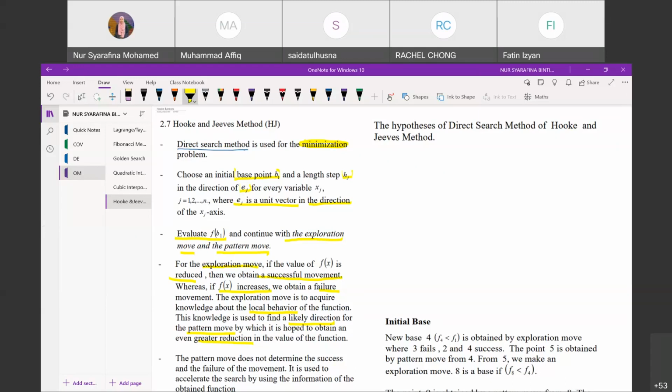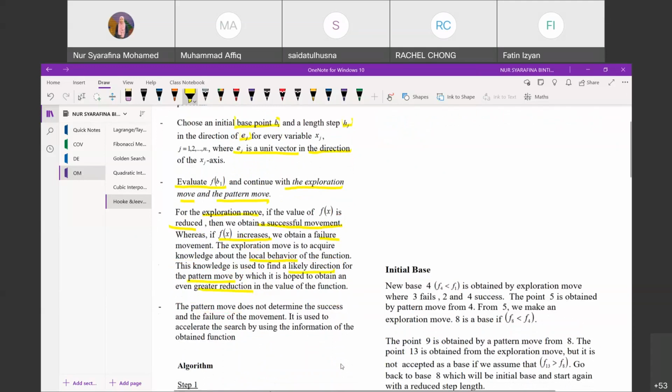Then the pattern move does not determine the success. Remember, this is just the movement to locate the local behavior of the function. So the pattern does not determine the success or failure of the movement. It is just used to accelerate the search by using the information.